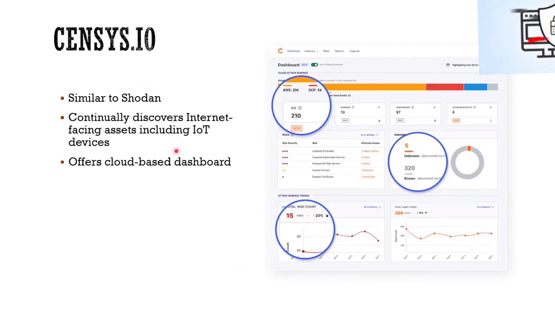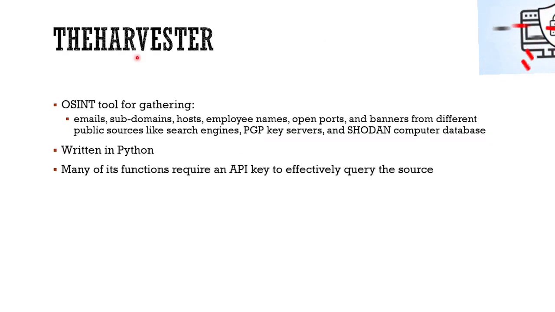There's the Harvester. This will gather email addresses, subdomains, host names, employee names, open ports, banners from different public sources like different websites, PGP key servers. It also will search the Shodan database. It's written in Python. In order to really take advantage of it, you'll need an API key from the various sources that it queries. Here's an example of using the Harvester. So we'll check hackthisSite.org, and then this is what it found.